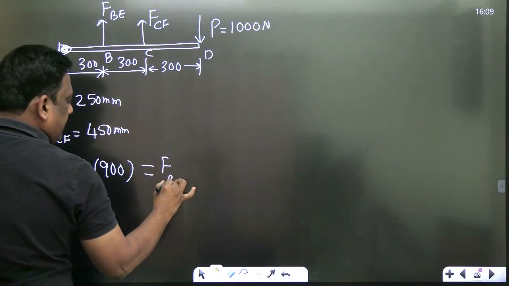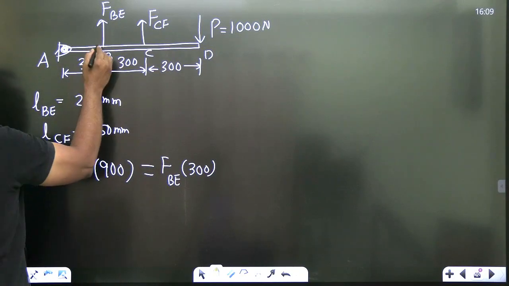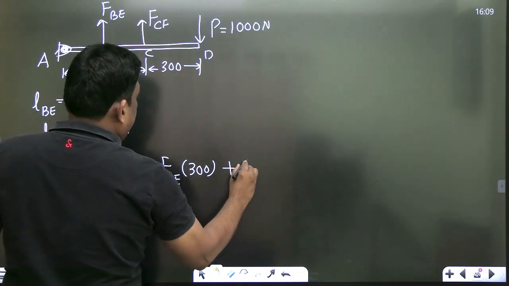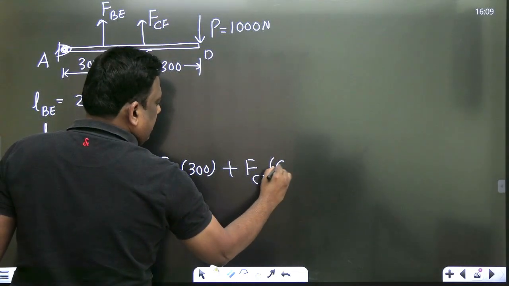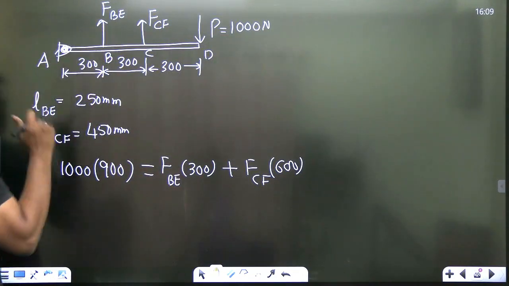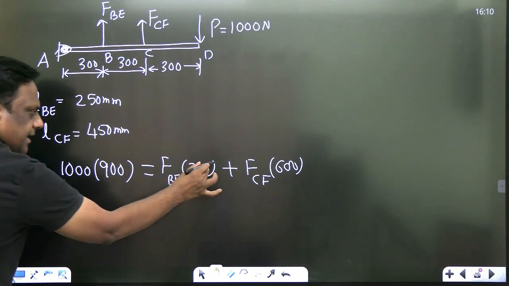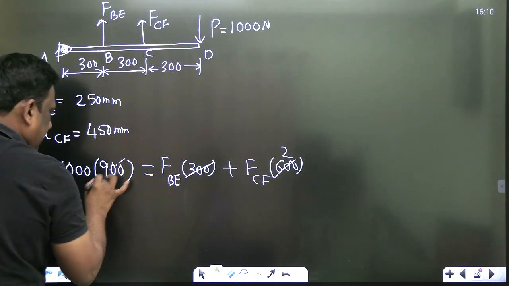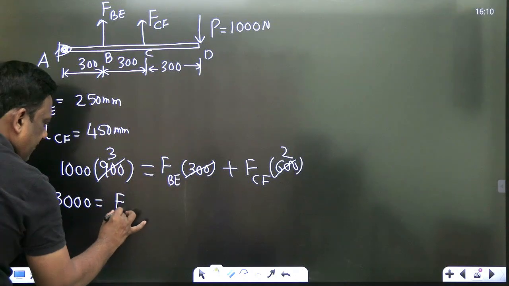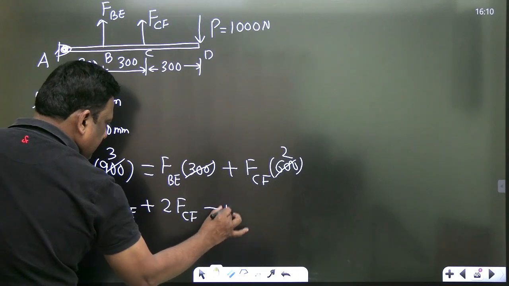This is clockwise, should be equal to anti-clockwise. So FBE into 300, and FCF into 300 plus 300 is 600, plus FCF into 600. Let me repeat, sirs. This is clockwise, anti-clockwise, FCF into 600, FBE into 300. So 300 can be cancelled. 300 twice, 300 thrice. So 3000 is equal to FBE plus 2 times FCF. This is equation number 1.